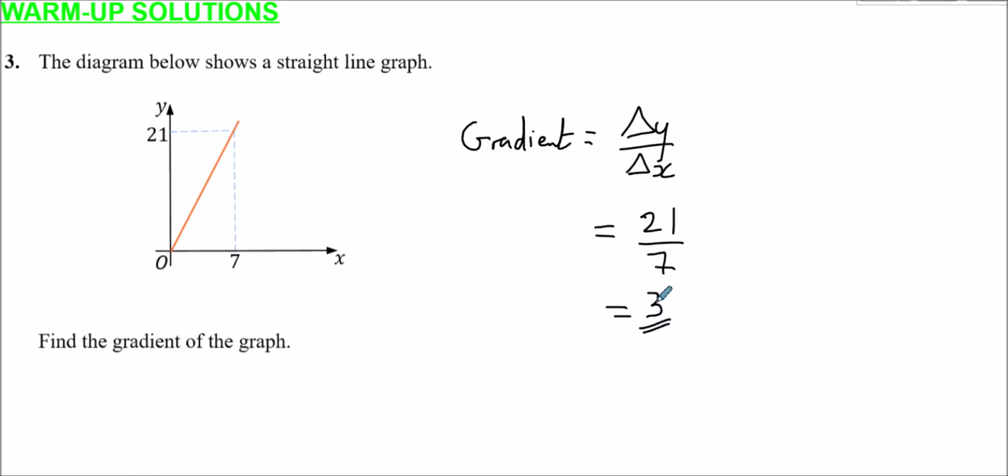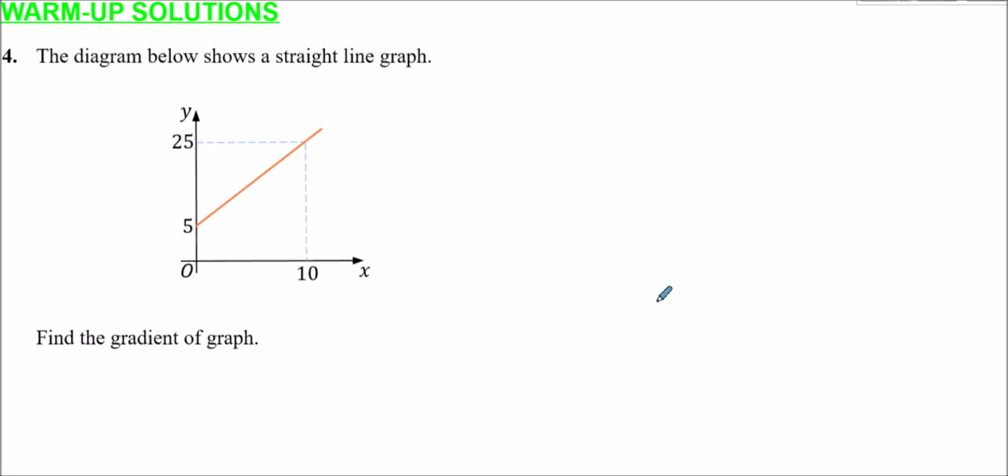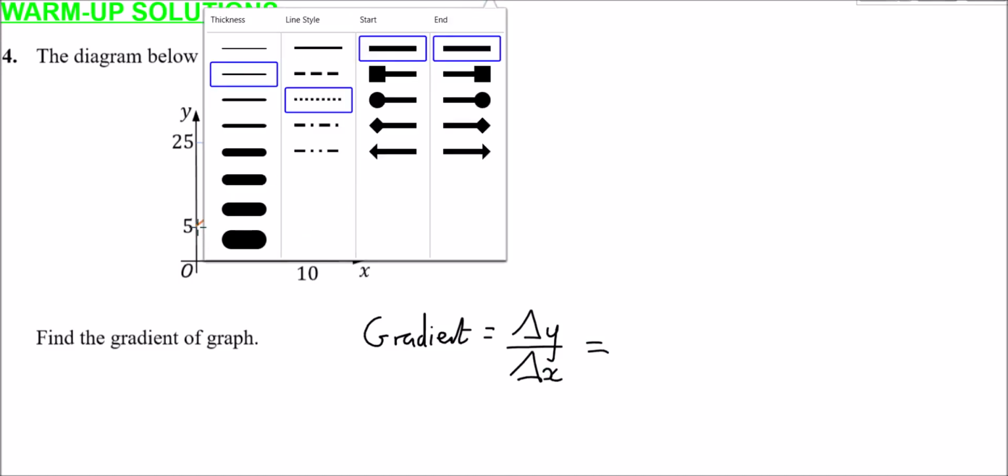Finally, for question 4, find the gradient of this one. So again, it's not really any harder, only a very tiny bit. The gradient, again, is going to be the change in y divided by the change in x. So the change in y this time is a tiny bit of working out, but barely worth mentioning.